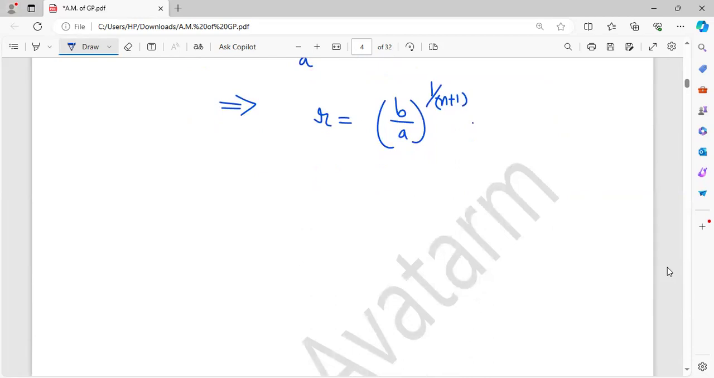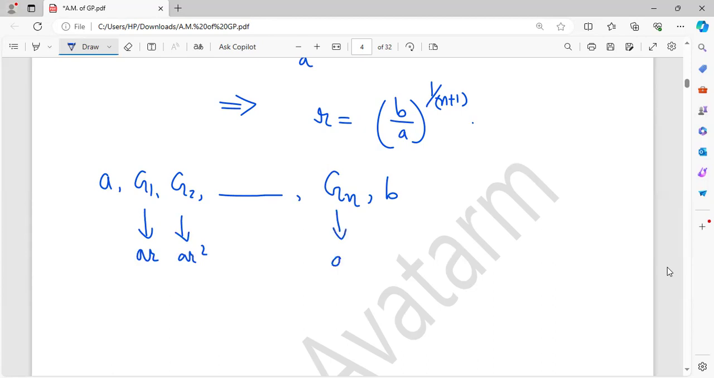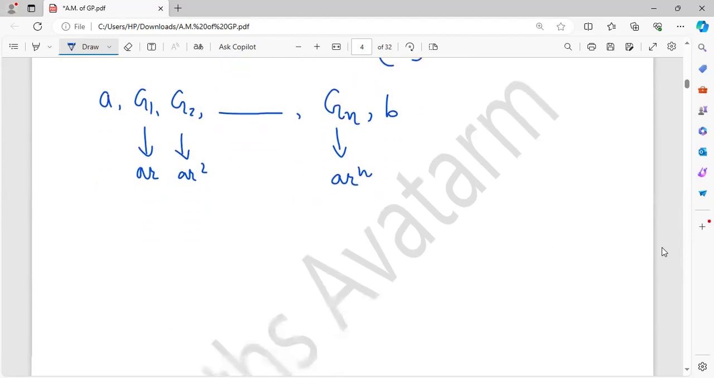Because A, G1, G2, ... Gn and B is the sequence. So what will be G1? G1 will be AR, G2 will be AR square. So what will be Gn? AR to the power N. And what will be Gn minus 1? AR to the power N minus 1. Because this is how a GP looks like.